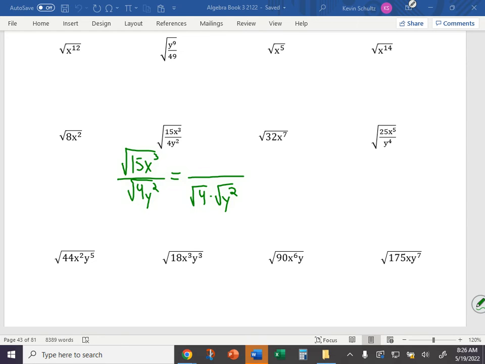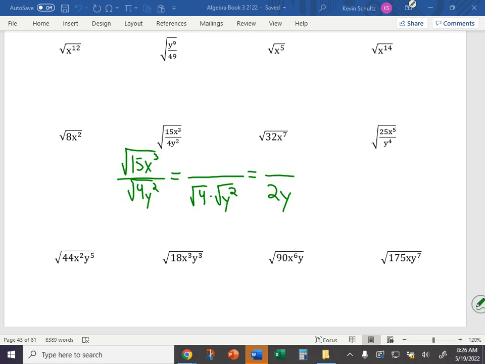And what do we like about the root of 4 and the root of y squared? Rowan, what's the root of 4? 2. What's the root of y squared? y. So our denominator simplifies out, right? The root of 4 is 2. The root of y squared, because that power is even, just becomes a y.